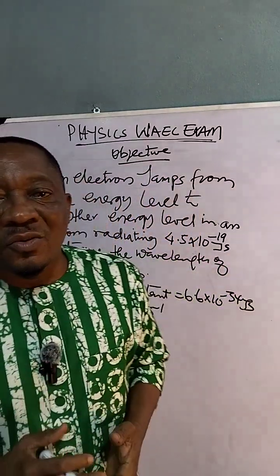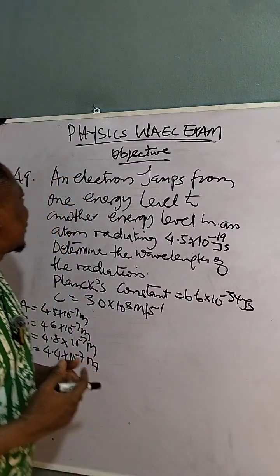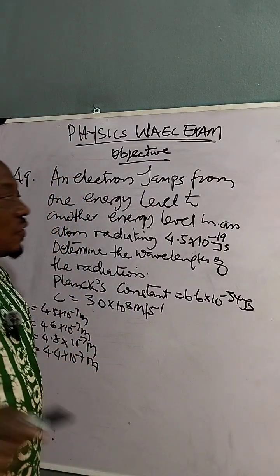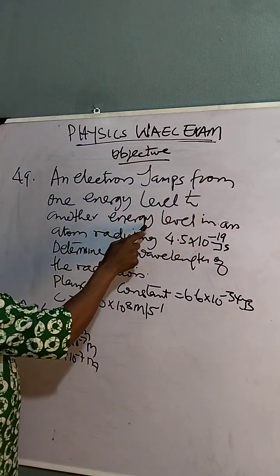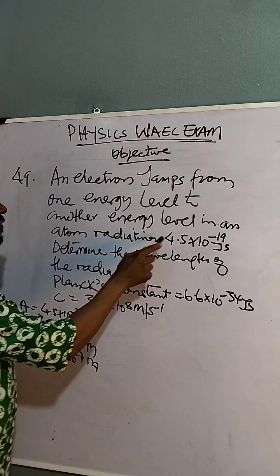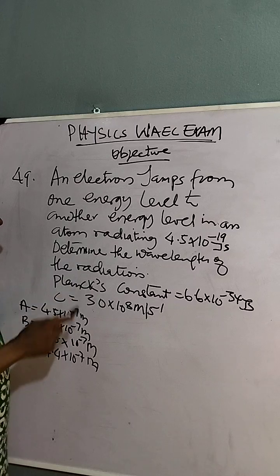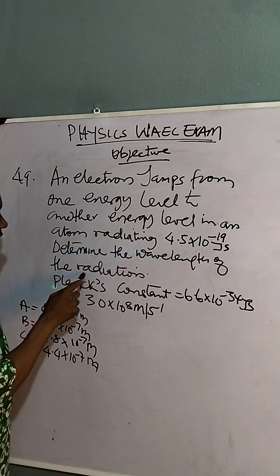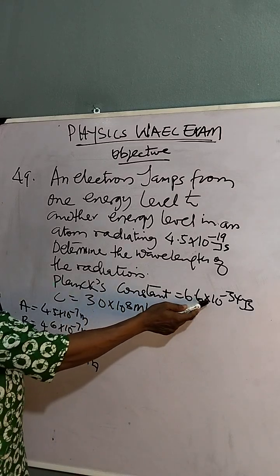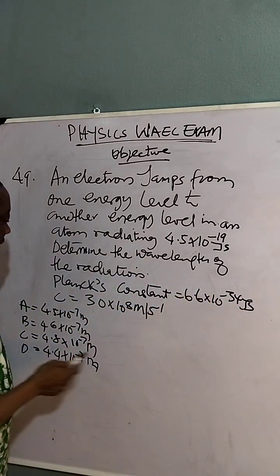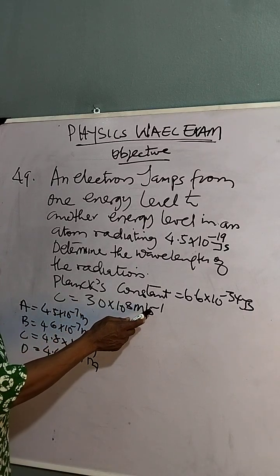In today's lesson, we are going to dive into the objective questions from WAEC past question number 49. The question goes thus: an electron jumps from one energy level to another in an atom, radiating 4.5 times 10 raised to the power 19 joules per second. Determine the wavelength of the radiation. The Planck constant is 6.6 times 10 raised to the power minus 34 joules, and C is 30 times 10 raised to the power 8 meter per second.